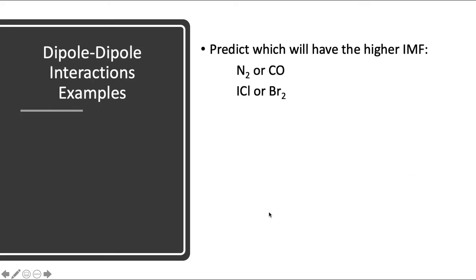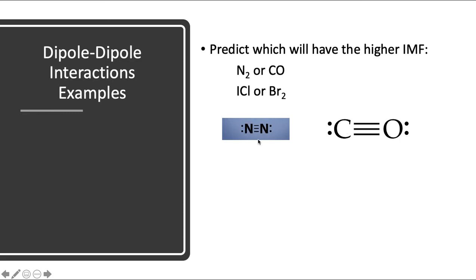Let's then look at some examples. Predict which will have the higher intermolecular force, N2 or CO. Okay, well, at first glance, I can see that this molecule is made up of the same type of atom, and this molecule is made up of two different atoms. If I were to look at their Lewis-Dawes structures, this is my Lewis-Dawes structure for nitrogen, and this is the Lewis-Dawes structure for carbon monoxide. This is the same type of atom. These are two different atoms.